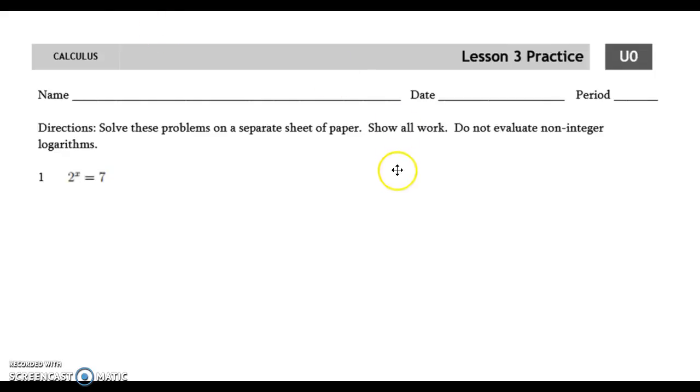Hello students, this is a review of the exponential and logarithmic equations practice. This is lesson 3 in the 0th unit, the algebra review unit.